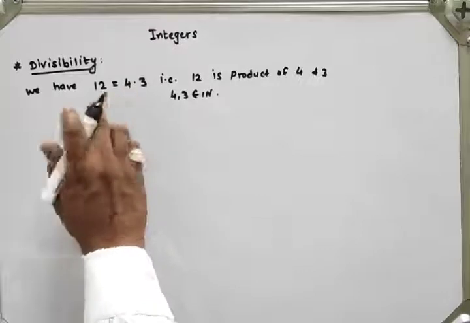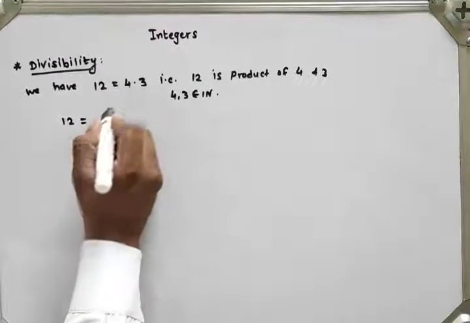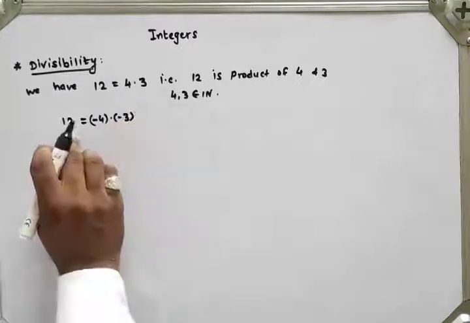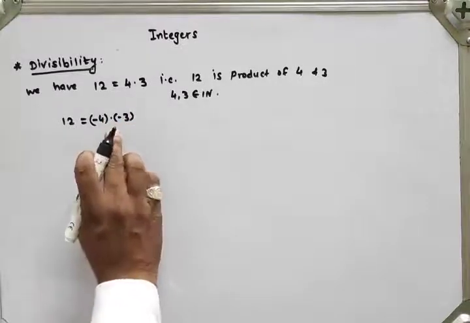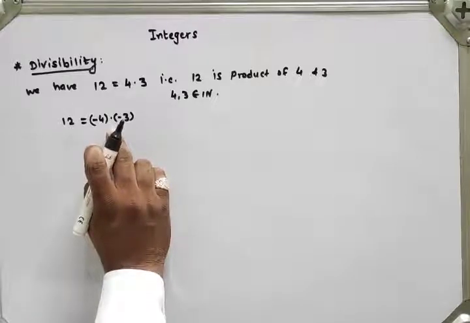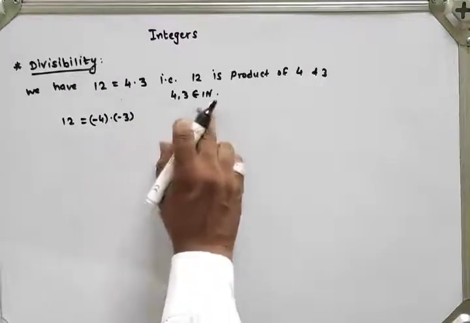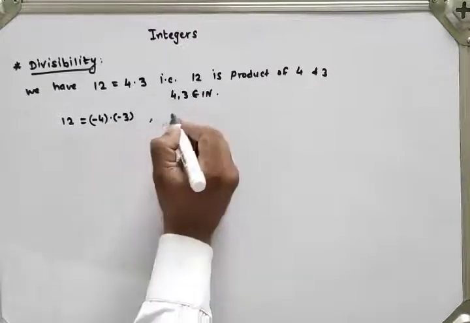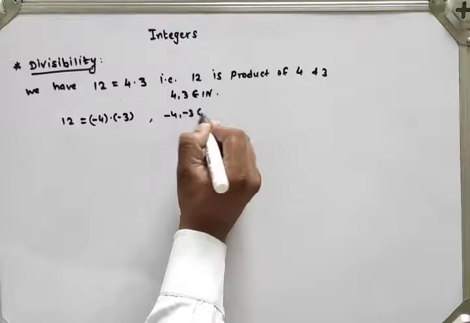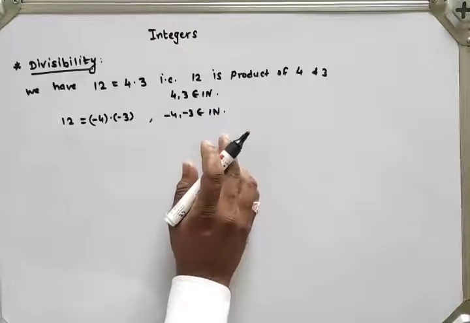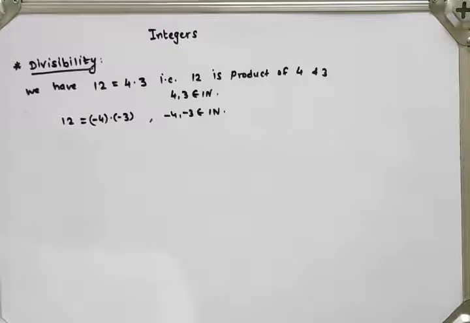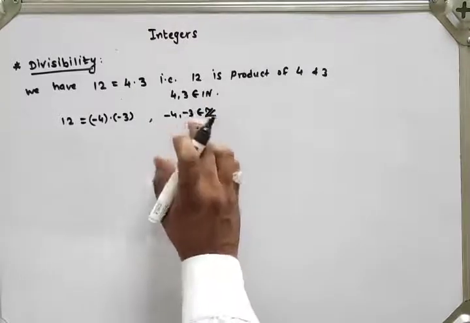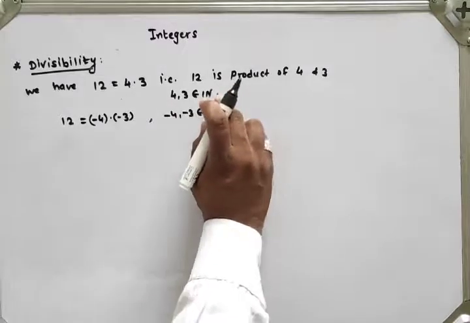Again I can write 12 as minus 4 into minus 3, which is again 12, right? So 12 here is again the product of minus 4 and minus 3. But minus 4 and minus 3 do not belong to the natural numbers; they belong to the set of integers, right?